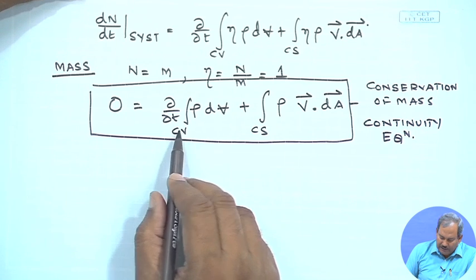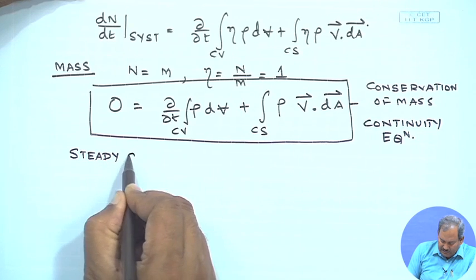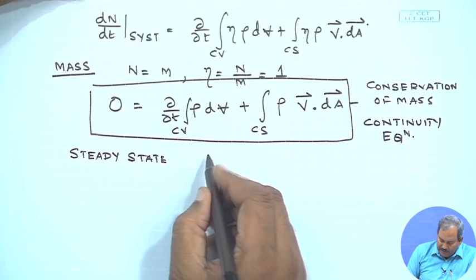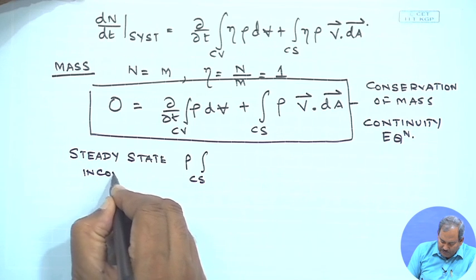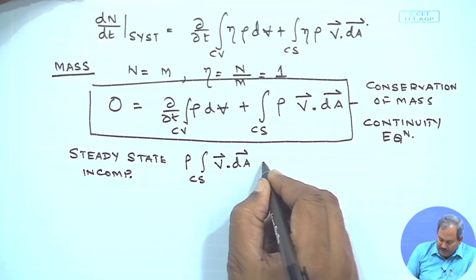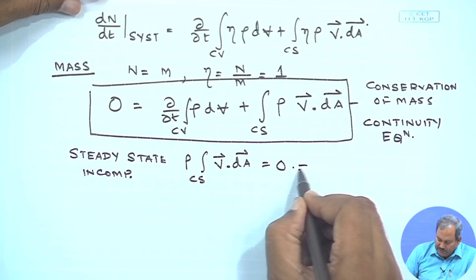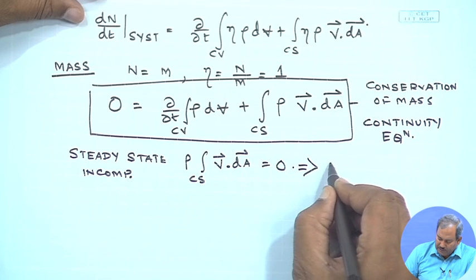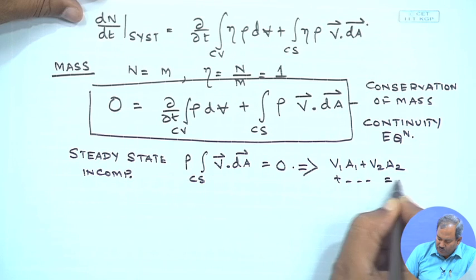So, this is the continuity equation, and for the case of steady state, this equation tells me that this term would be 0, and therefore the integral over the control surface of rho v dot dA, and if this is an incompressible fluid, then rho can be taken out, v dot dA is going to be equal to 0. Since it is a steady state, this term would not be there, and this would lead to the more common equation that you know, which is V1A1 plus V2A2 plus and so on is going to be equal to 0.